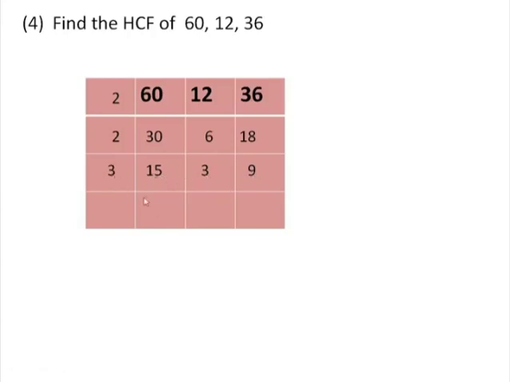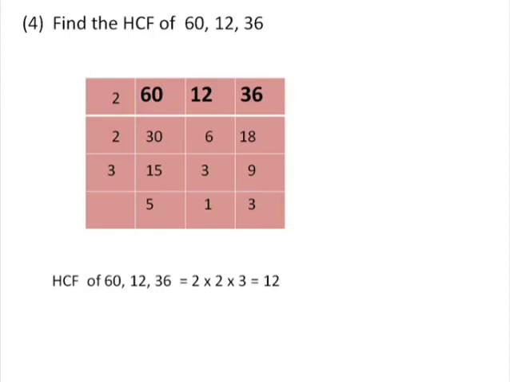When you divide 15 by 3, you will get 5. When you divide 3 by 3, you will get 1. And when you divide 9 by 3, you will get 3. Now in this last step, you will find there is no common factor between 5, 1 and 3. So we will stop our division here. Now here you will directly get the common prime factors for all the three numbers together. We will write it in the product form. HCF of 60, 12 and 36 is 2 multiplied by 2 multiplied by 3, it is 12.